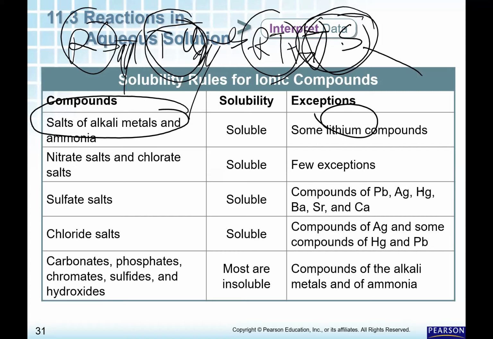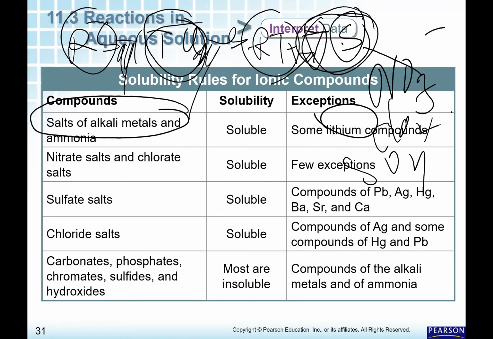If we go to the second one, anything with NO3, nitrates, NO3 minus, we are investigating the anion. If it is NO3 minus or perchlorate, ClO4 minus, then that is also soluble. Sulfate, SO4 2 minus compounds are in general soluble, except if they are with lead, silver, mercury, barium, strontium, and calcium. So calcium sulfate, strontium sulfate, barium sulfate, lead sulfate, silver sulfate, mercury sulfate, all of these are insoluble.